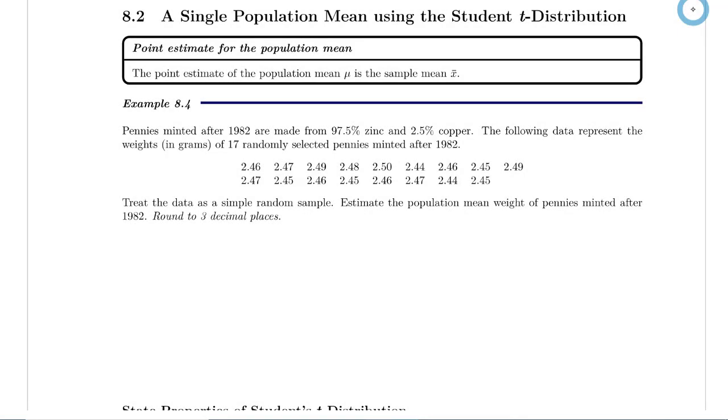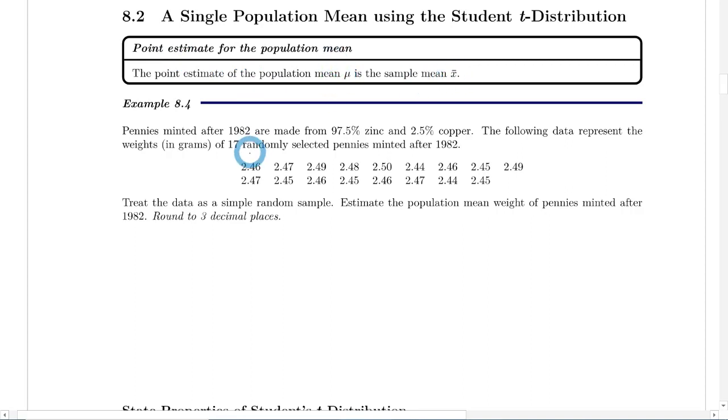In this section, we're going to use a student t-distribution to estimate a single population mean. So we're going to discuss a confidence interval for a population mean, but because we're taking samples from a sampling distribution, we have a special distribution called the student's t-distribution. Okay, so the point estimate for a population mean is x bar, as we know, with the population mean being mu.